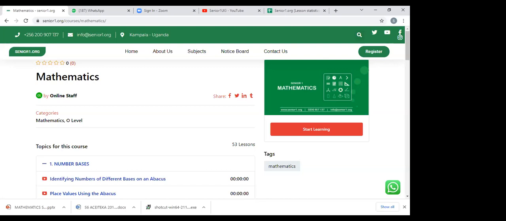Then another advantage with senior1.org is that the French lessons are going to be free for all of you. You're going to learn French. We want a graduate of senior1.org to be able to communicate in French. Then we are also going to give you free ICT lessons. At the end of our course, you'll get a certificate of proficiency in the use of computers.